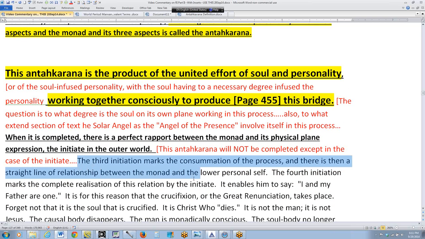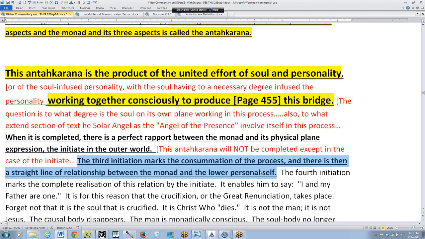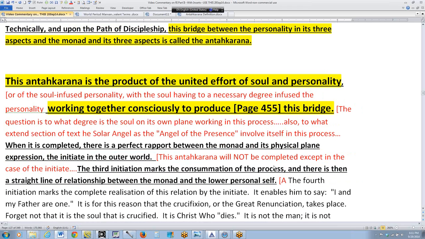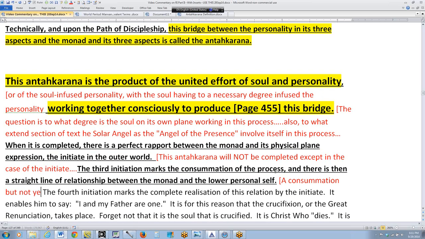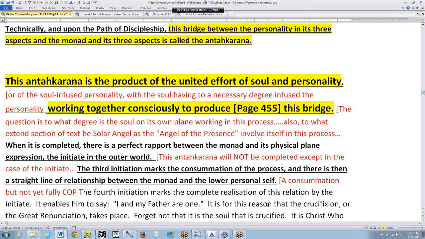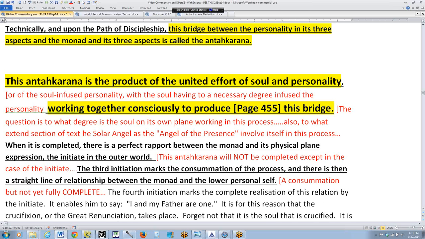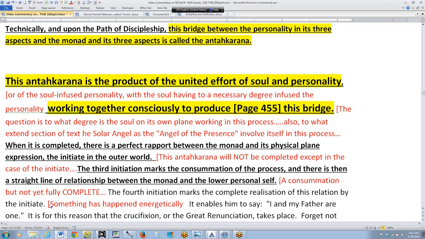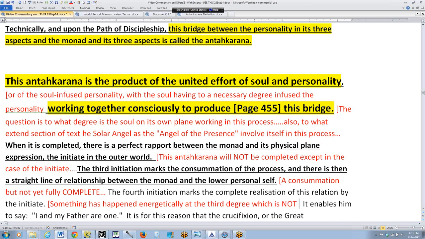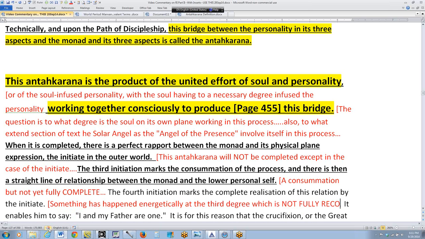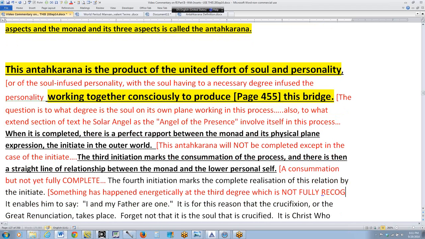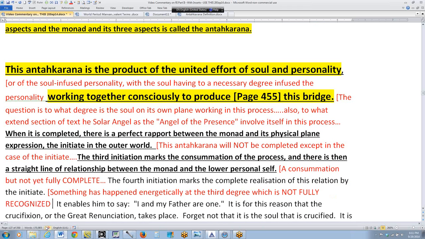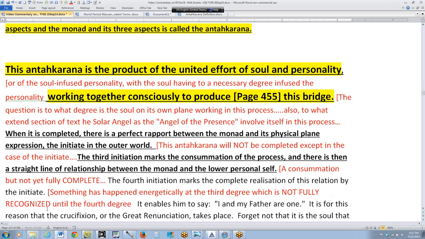Okay, well, okay, and I would say, though, that this is a consummation, but not yet fully complete. The fourth initiation marks the complete realization of this relation by the initiate. So let's just say that something has happened energetically at the third degree which is not fully recognized until the fourth degree.